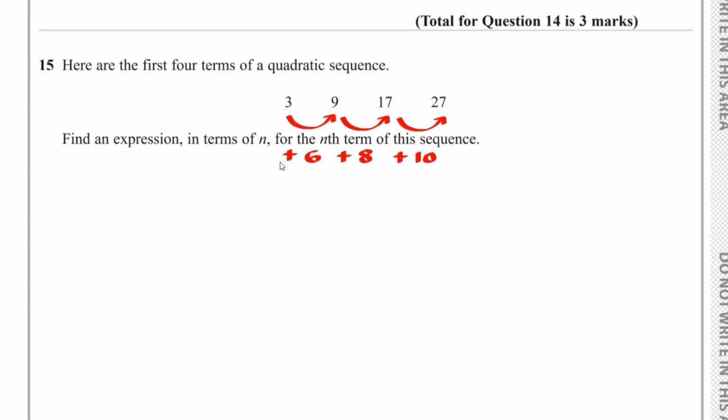If I now find the difference between these, the difference between 6 and 8 is 2, and the difference between 8 and 10 is 2. So now that my second difference is 2, what I need to do is divide this second difference by 2. So I've got 2 divided by 2, which is 1. So A is equal to 1.